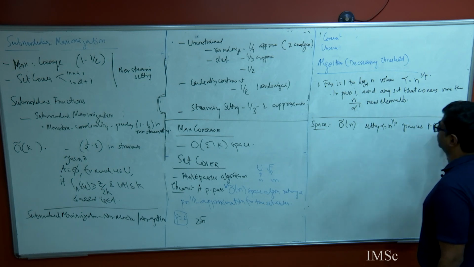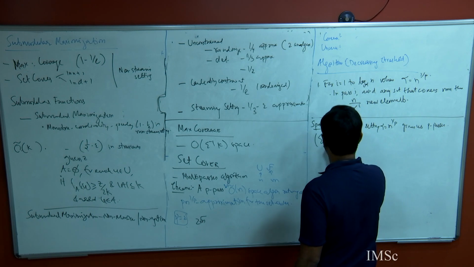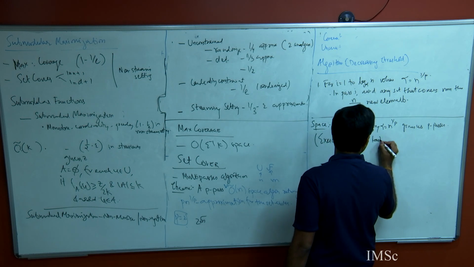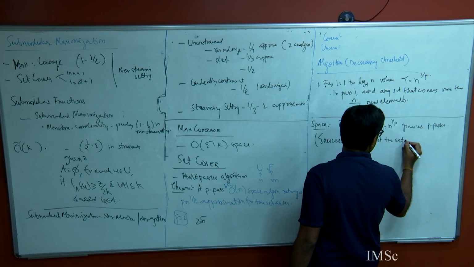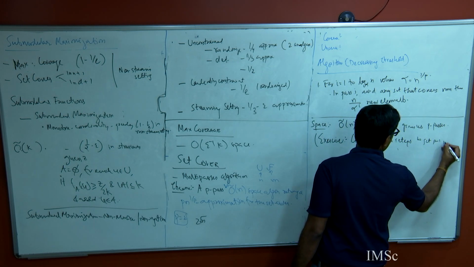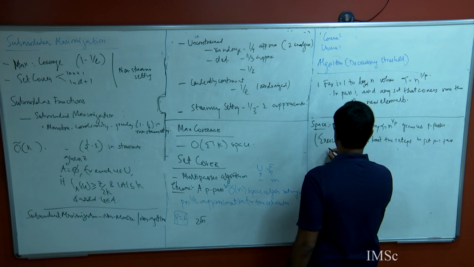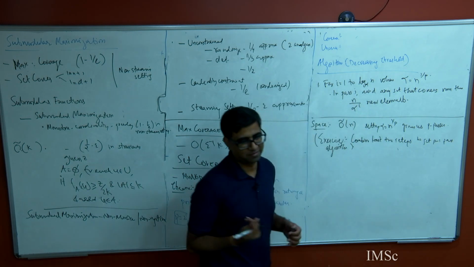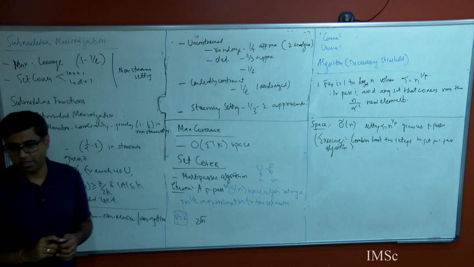And here's an exercise for you. Combine the last two steps to get a p minus 1 pass algorithm. It's a small trick.